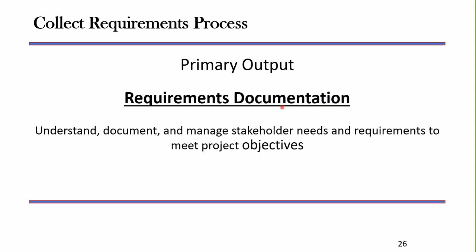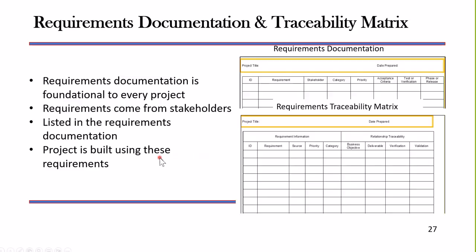My project team is going to be very vital to me, as I'm collecting the requirements from the stakeholders, and then as we are developing those requirements further into our scope that is required for this project. The requirements documentation is again basic information such as the requirement, the stakeholder, the category, the priority, the acceptance criteria, how we're going to test or verify it, and in the phase or when it will be released. Those are important items that we need to understand for our project.